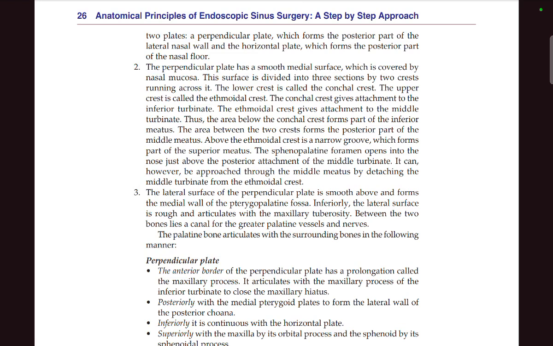The lower crest is called the conchal crest. The upper crest is called the ethmoidal crest. The conchal crest gives attachment to the inferior turbinate. The ethmoidal crest gives attachment to the middle turbinate. Thus, the area below the conchal crest forms part of the inferior meatus.